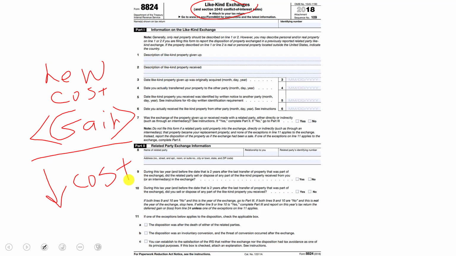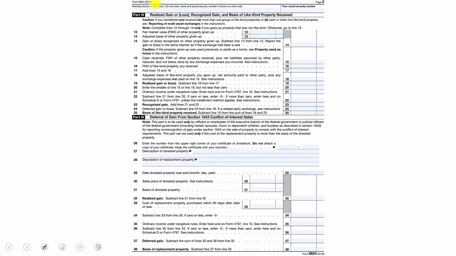So because the cost is reduced, the depreciation on the new asset is going to be lower, less tax benefit, right? Or when you sell this new asset, because you have a lower cost, the gain is going to be artificially bigger because you postponed taxing the gain on the old asset. And all of this is calculated on this form here, 8824. Really, the calculations are done on the back side.